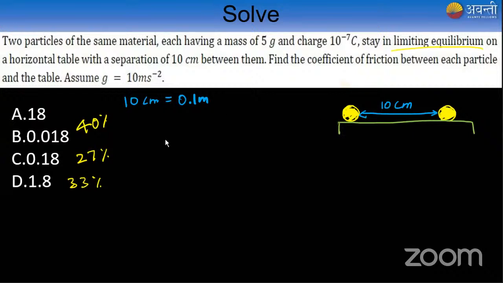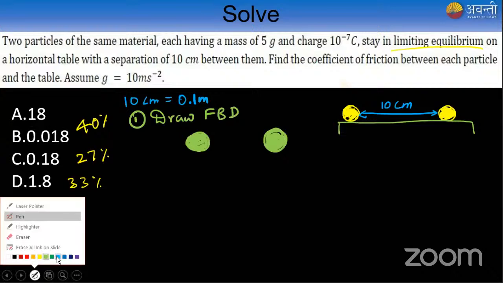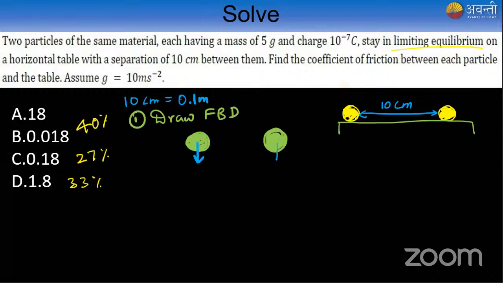Yes, correct, Hari Prasad. Now what should we do? We should draw the free body diagram. Very first step is to draw the free body diagram. I have one material and another material, both weighing 5 gram. In the free body diagram, the weight is 5 into 10 power minus 3 kg, into g, the acceleration due to gravity. I am converting grams to kgs, guys. Again I have 5 into 10 power minus 3 kg into g.